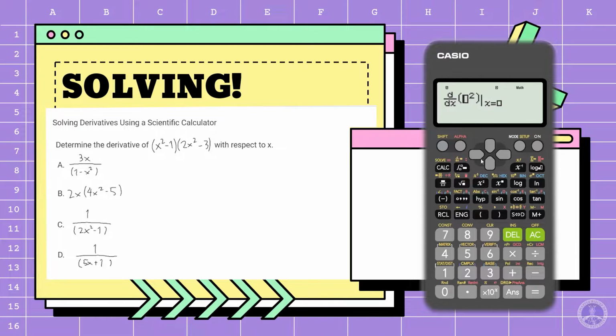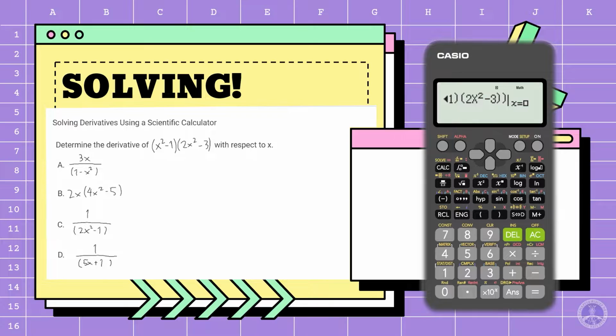So alpha x squared minus 1. And oh, almost forgot the parentheses. There we go. And then parentheses again. X squared minus 1 times 2x squared. So 2 and alpha parenthesis. 2x squared minus 3. There we go. So we've inputted the function. Now we have to assign a value to x, which is here at the edge of the screen here.